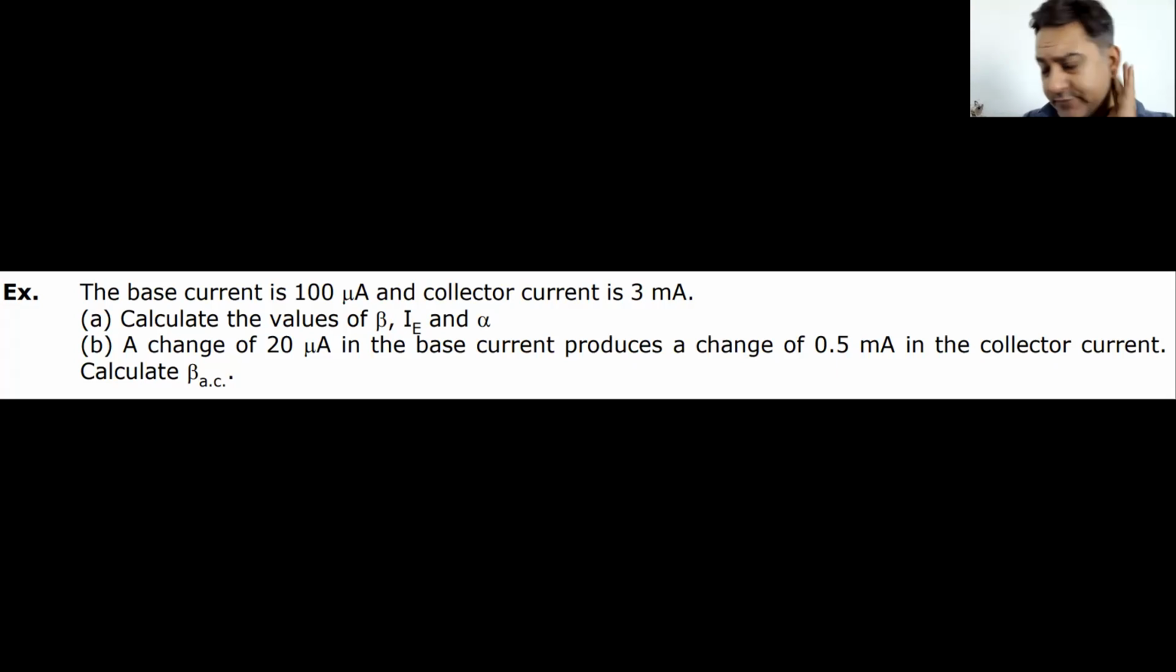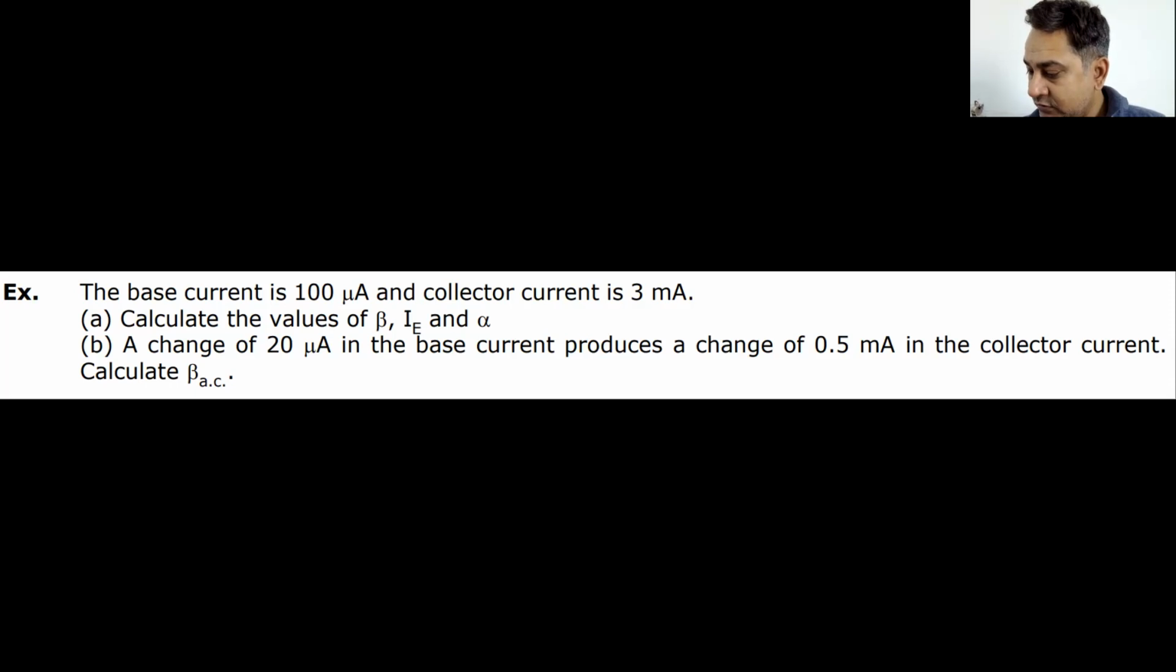Anyone with any answer, sir? Yes, sir. What is the answer, sir? For the first part, A, sir. For beta, it is 30, sir. Well done. For alpha, 0.97. That is correct. And what about emitter current? Sir, IE is not coming, sir. Okay, so you just have to divide.